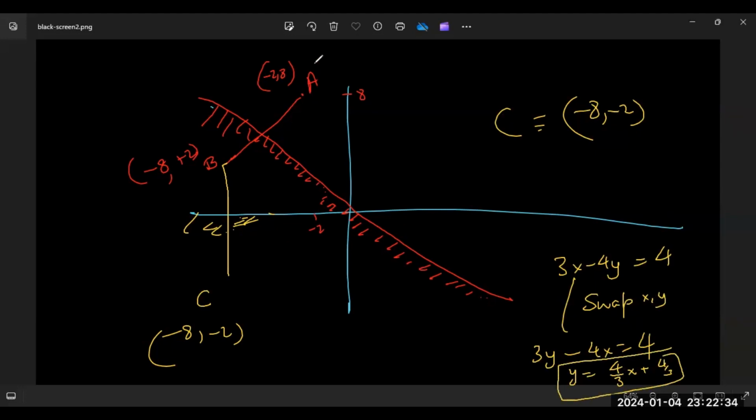What is the answer? 3y plus 4x equals 4. No. That is for the y equals minus x line. For the y equals x line, you have to only swap. There's no need to take a negative sign for x. Got it? Okay. Is this clear to all? Any questions?